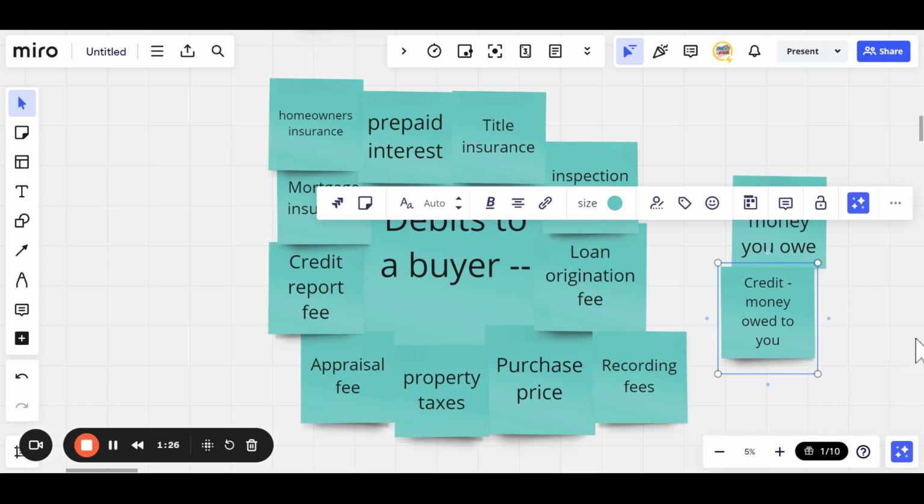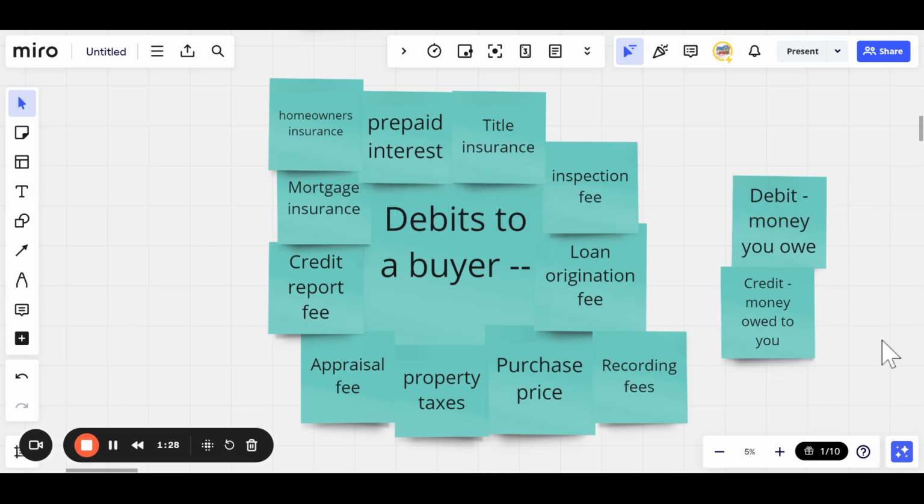Now, there are various different situations that could create a debit or a credit. And what we're going to be doing here is we're going to be looking at typically, generally speaking, what are going to be debits to a buyer, debits to a seller, credits to a buyer, credits to a seller. Now, could there be other things in there? Sure, absolutely.